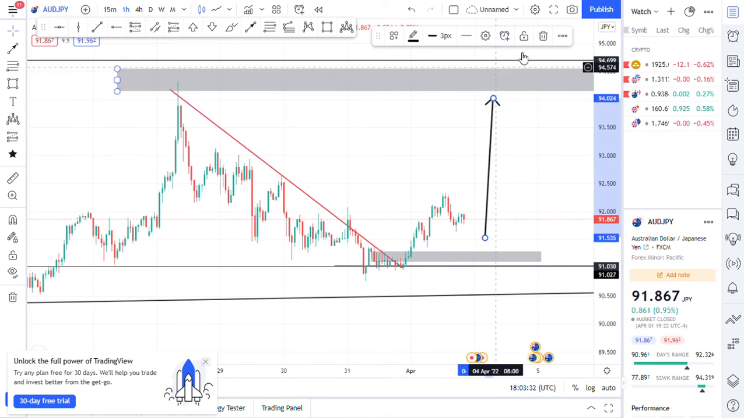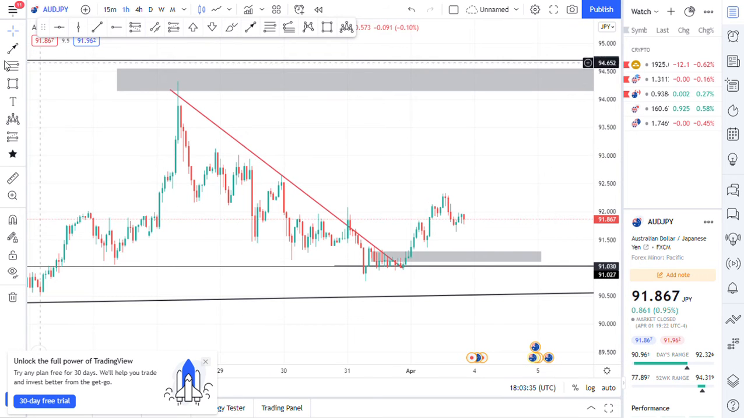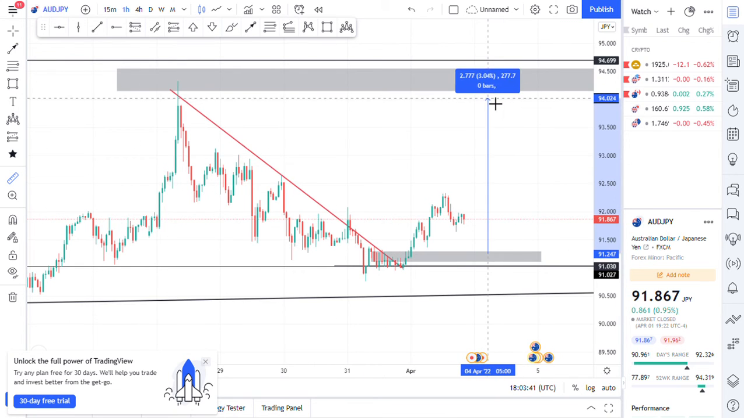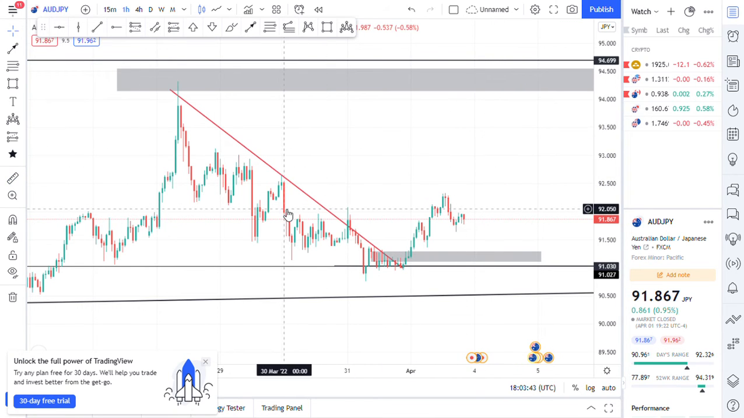Boom. This is clean. You'll be having about 200 plus pips to catch. That's more than enough for the week if you are a day trader. We move to the next pair, which is the NZDUSD. One of my best pairs, NZDUSD.